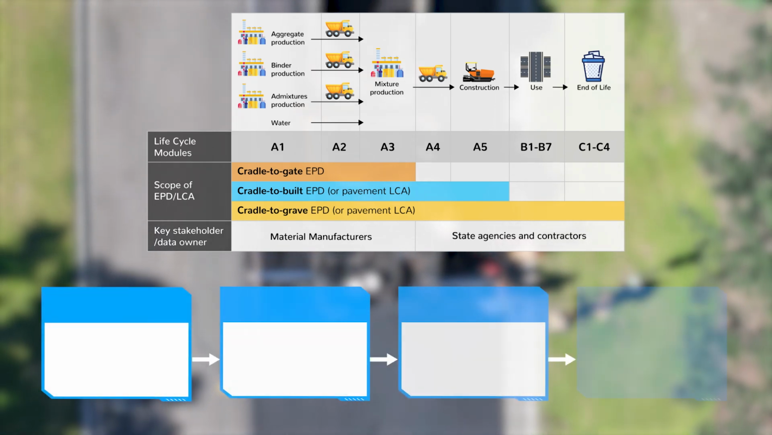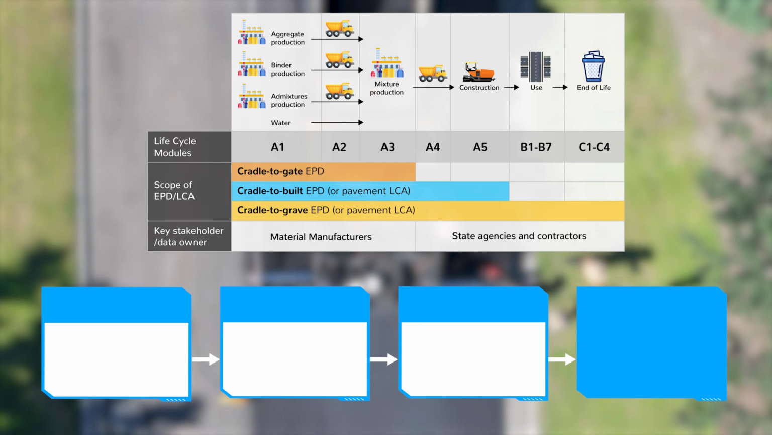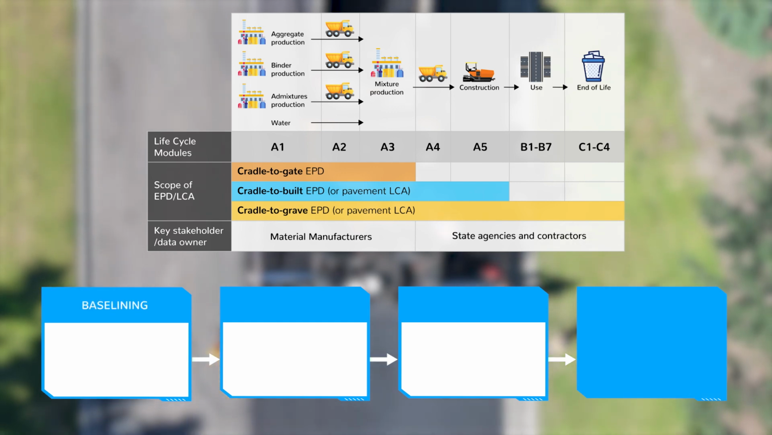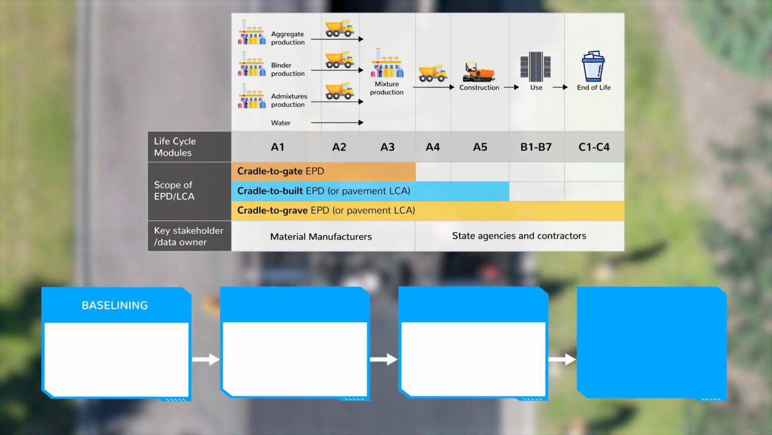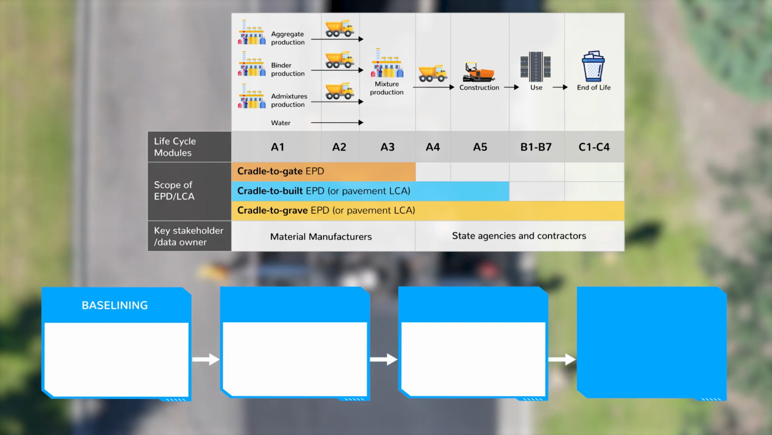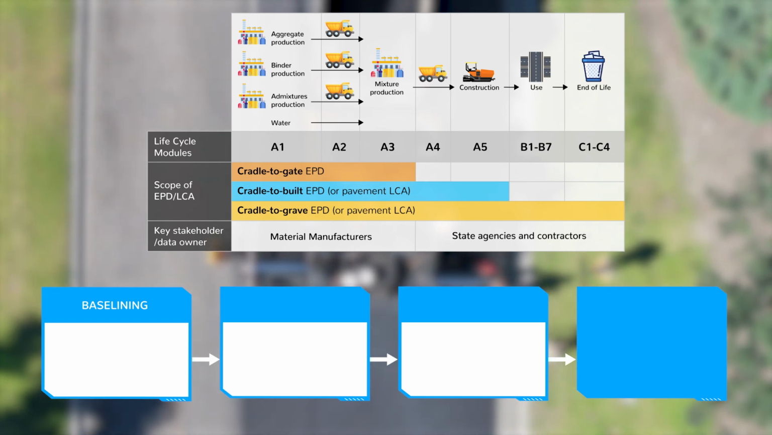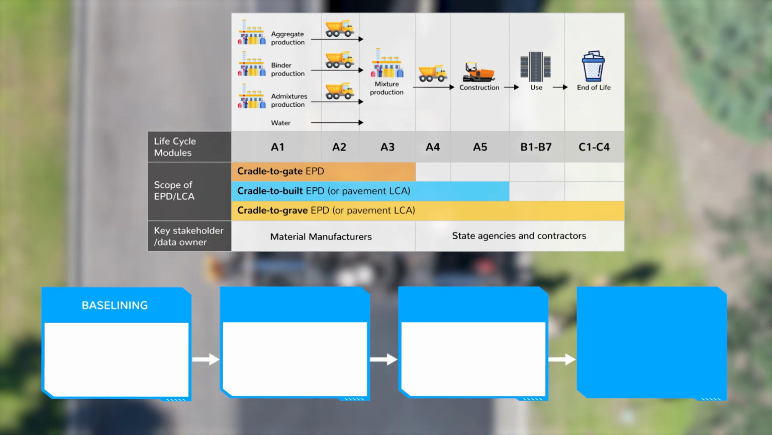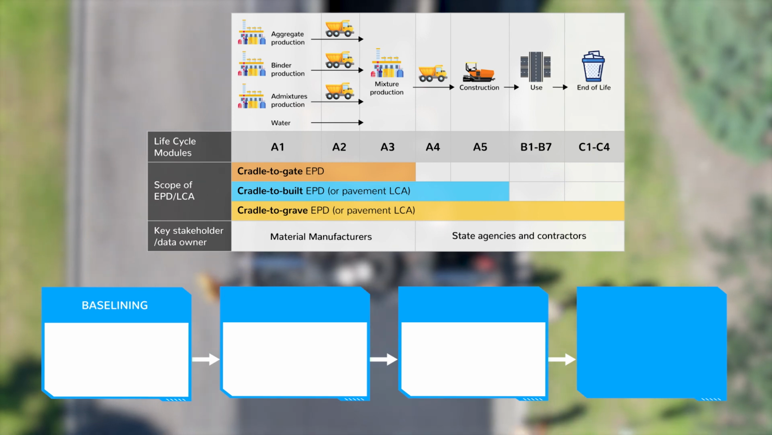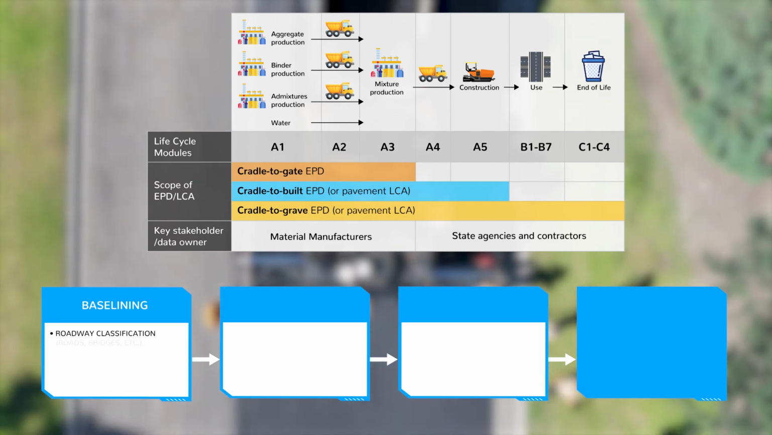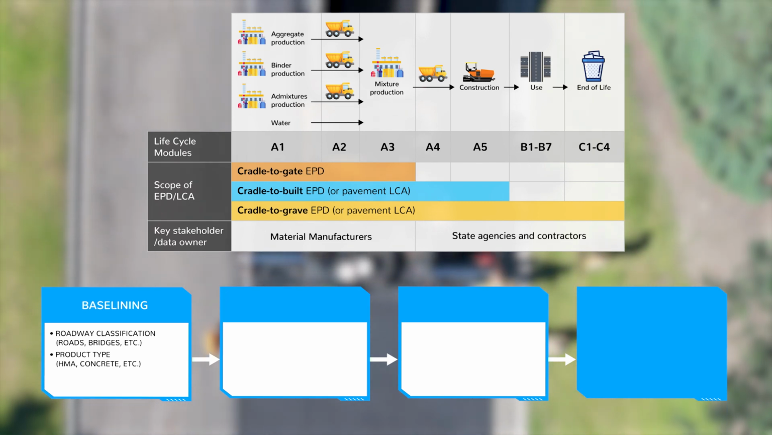Step 1 establishes embodied carbon inventories. Known as baselining, this process gives the project or agency a starting point from which reduction levels can be compared. These inventories can be aggregated based on either roadway classification or product type.